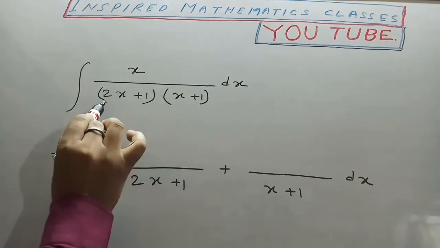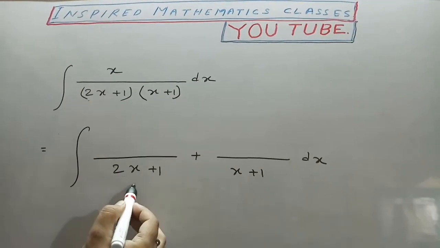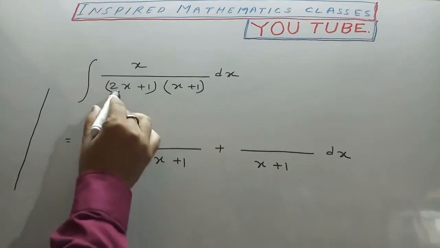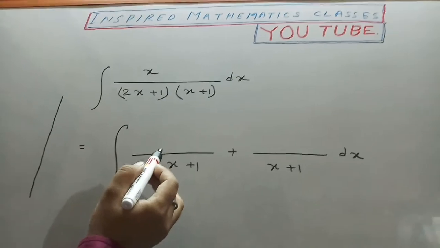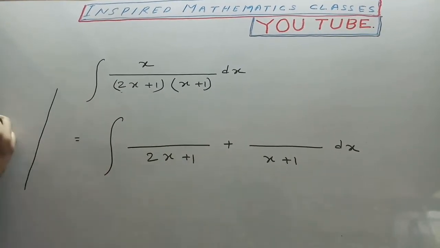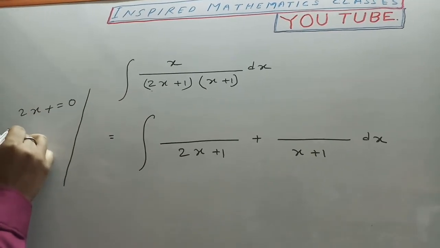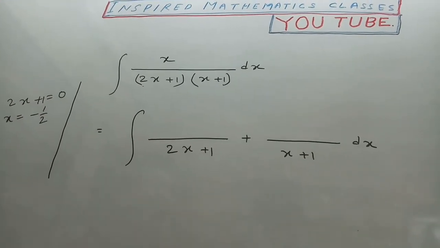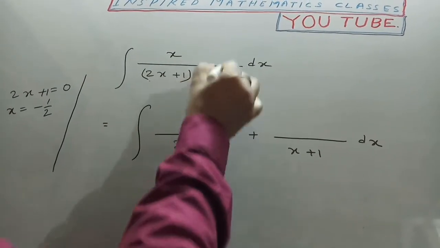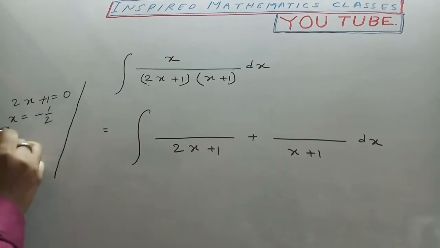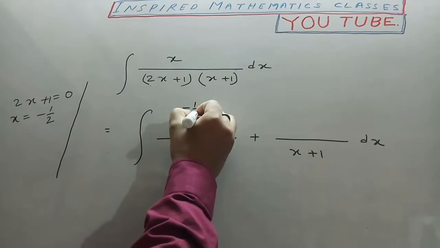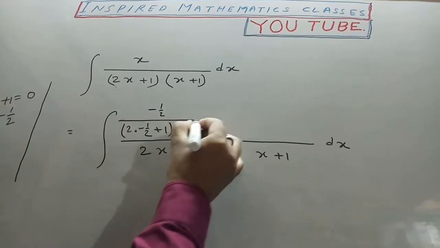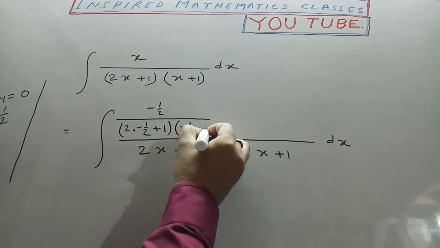So this function has 2 factors in the denominator: 1 factor is here and the other factor is here, and this is 2x plus 1. Now take 2x plus 1 equal to 0, then x equals minus half. Now write down the complete function here, and in place of x put x equal to minus half, then 2 times minus half plus 1, and here is also minus half plus 1.